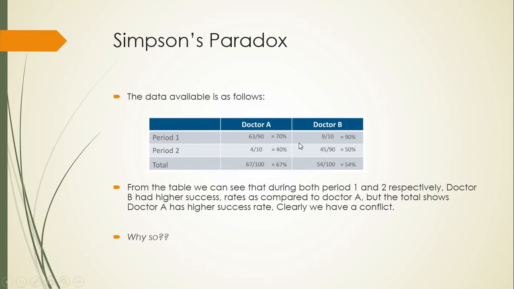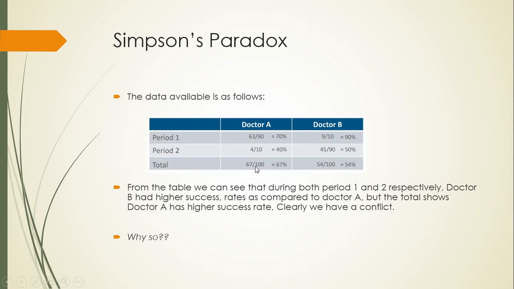But here we see again that Dr. A has done 90 operations and Dr. B has done only 10 operations. So let's go to period 2. Here Dr. A has done 10 operations, out of which only 4 are successful. So there is a 40% success rate. In this, Dr. B has done 90 operations, and 45 are successful. So there is a 50% chance of success here. So here we see again there is a paradox coming.